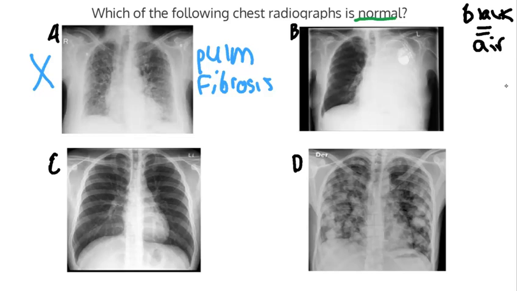Option B, we could see that there's a lot of abnormalities. Also, as a note here, we could see this patient has a pacemaker, which has nothing to do really with the radiograph itself. You could have a normal chest x-ray and they just happen to have a pacemaker, but just so you know what that is.